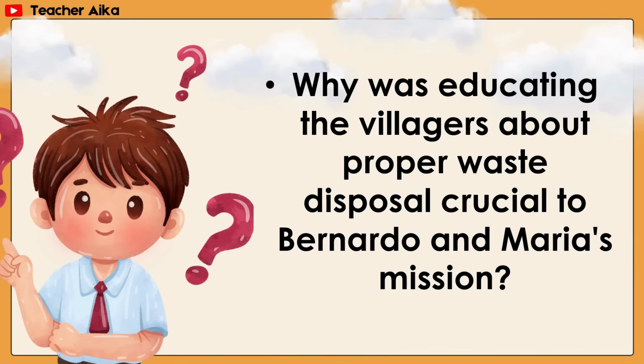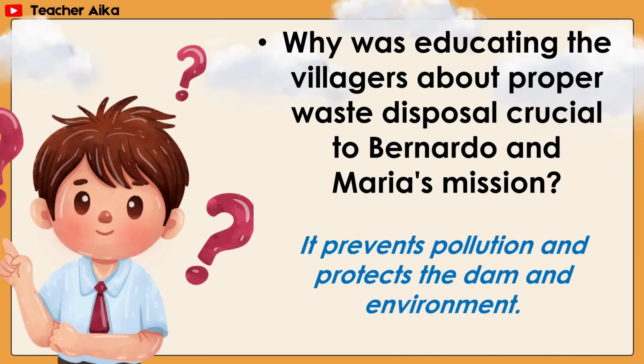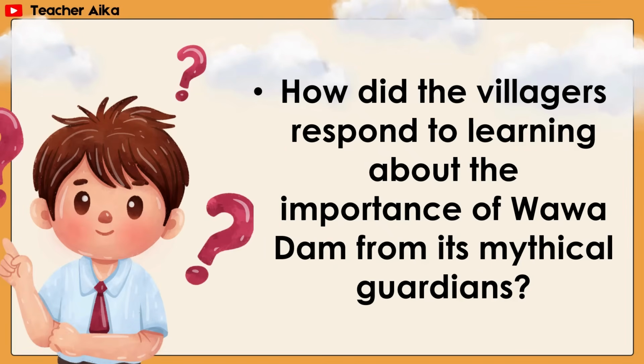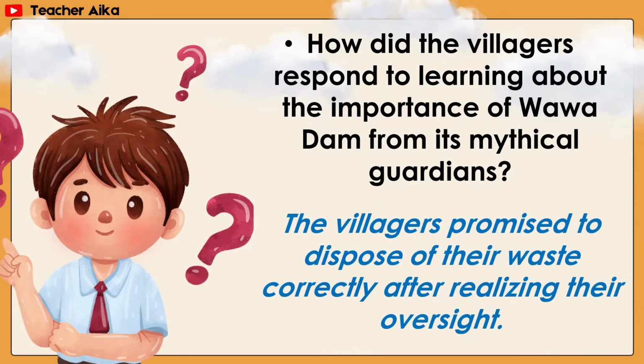Why was educating the villagers about proper waste disposal crucial to Bernardo and Maria's mission? Answer: It prevents pollution and protects the dam and environment. How did the villagers respond to learning about the importance of Wawa Dam from its mythical guardians? Answer: The villagers promised to dispose of their waste correctly after realizing their oversight.